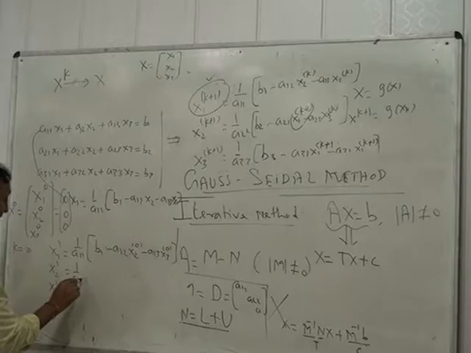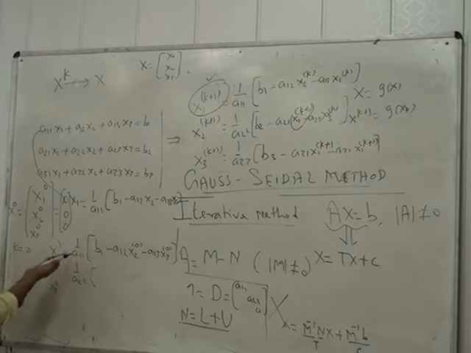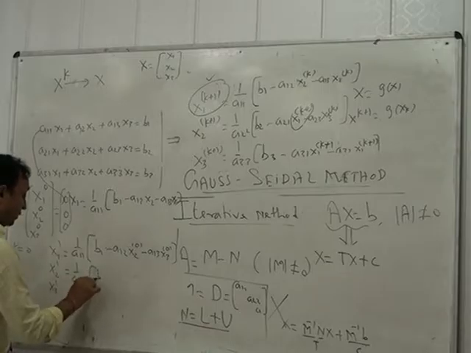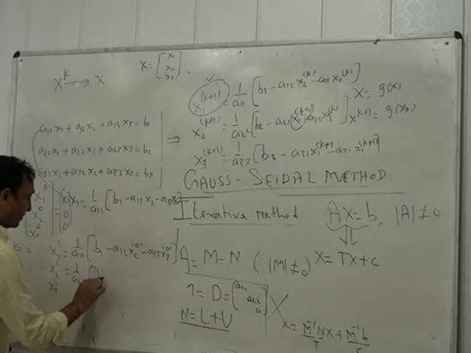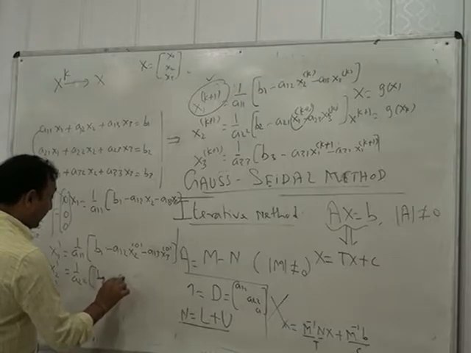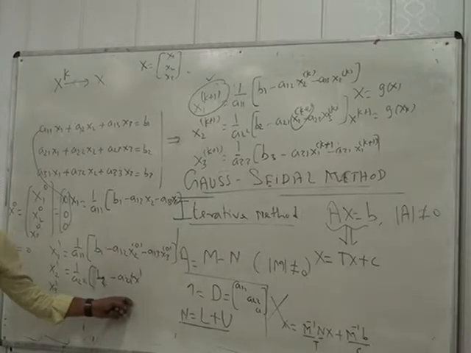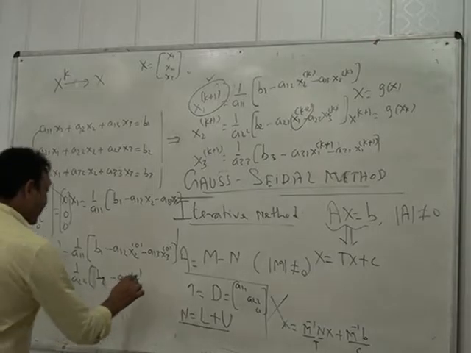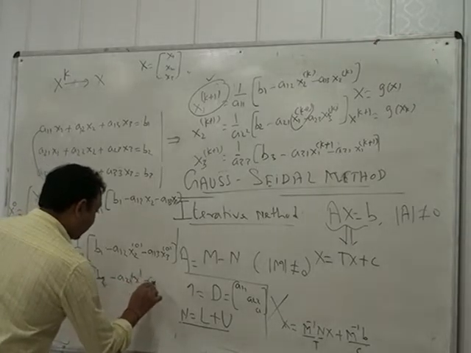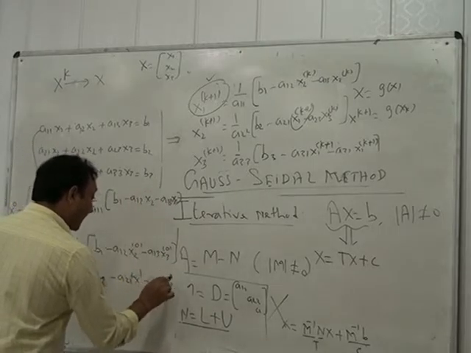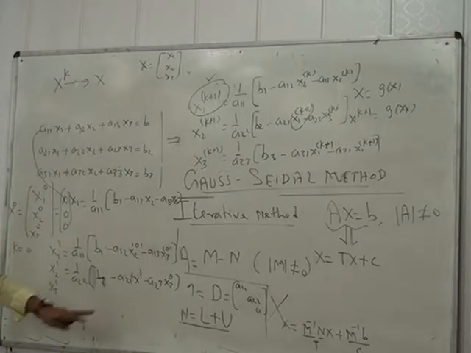Write down x2^1 is 1 by a22. You may ask me several questions. You are not asking how do I know a11 is non-zero. That you have to ask me, but you are not asking. You should ask. I will tell you later. b2 minus a21 x1^1, because I know it. In the Jacobi method it was x1^0. That's the one. Minus a23 x3^0, not x3^1, because I don't know this. You understand? I do not know this.